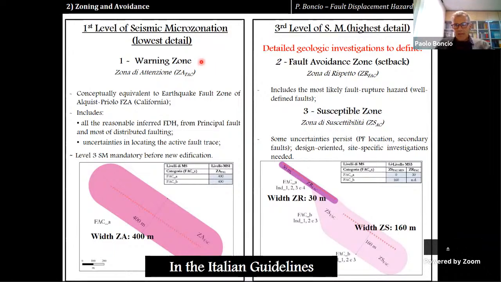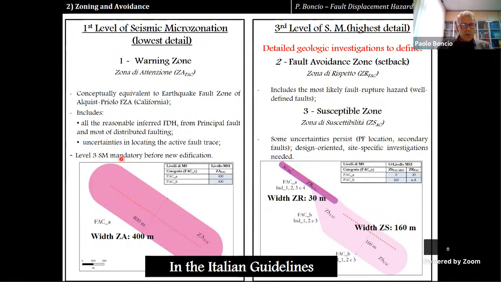In seismic microzonation studies, we have different levels of seismic microzonation. During the first level, which is the level with the lowest detail, we define warning zones around an active fault. It is a zone conceptually equivalent to the earthquake fault zone of the Alquist-Priolo Fault Zoning Act. It should include all the reasonably inferred fault displacement hazard from the principal fault and most of the distributed faulting in the near field, and also uncertainties in locating the principal fault trace.